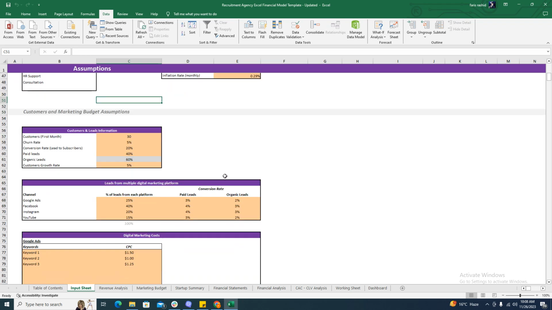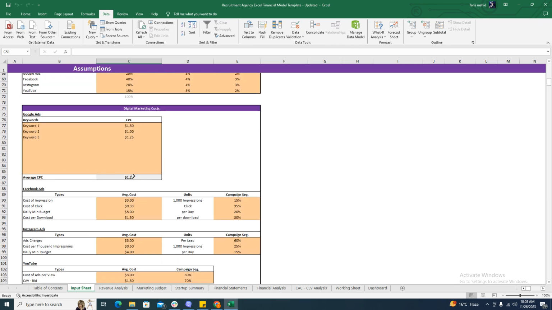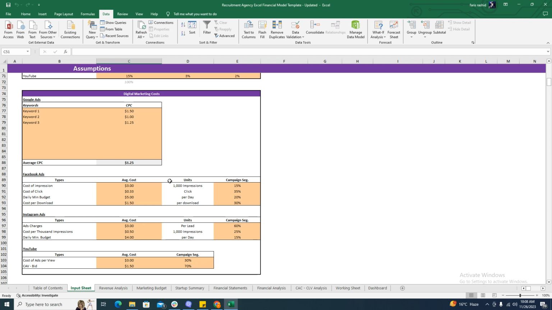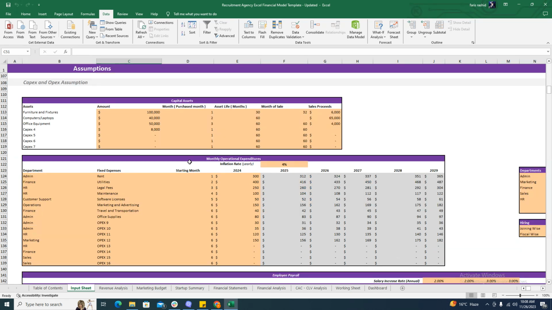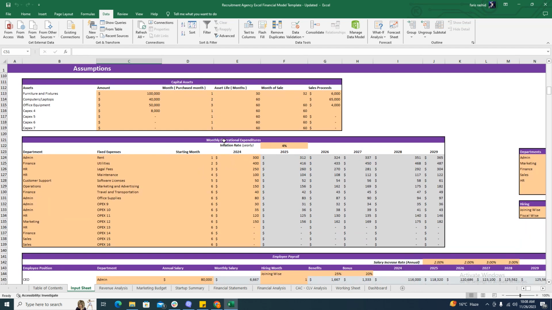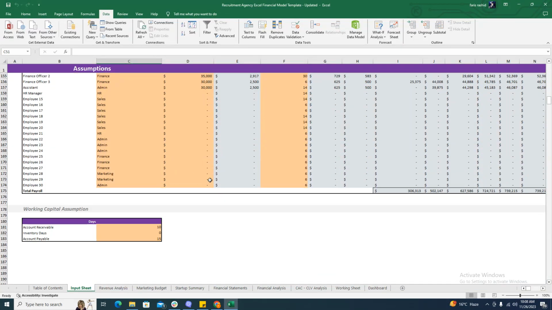Then comes the marketing budget assumptions and customer assumptions. As you can see over here, these are all being used for calculations. Then comes the capital, capex and opex assumptions. As you can see over here, this shows the monthly operating expenses and the capital expenses of the business, as well as a few other expenses.